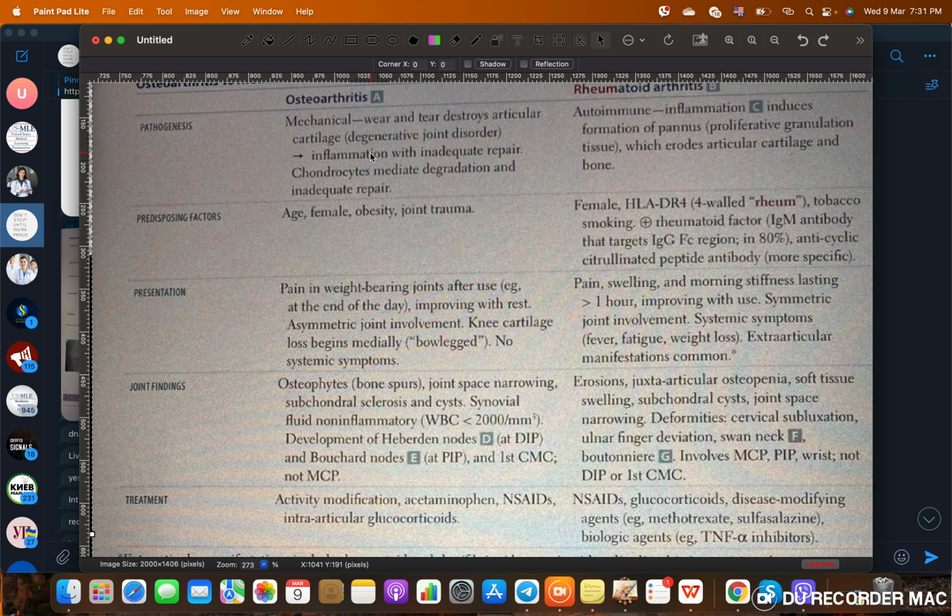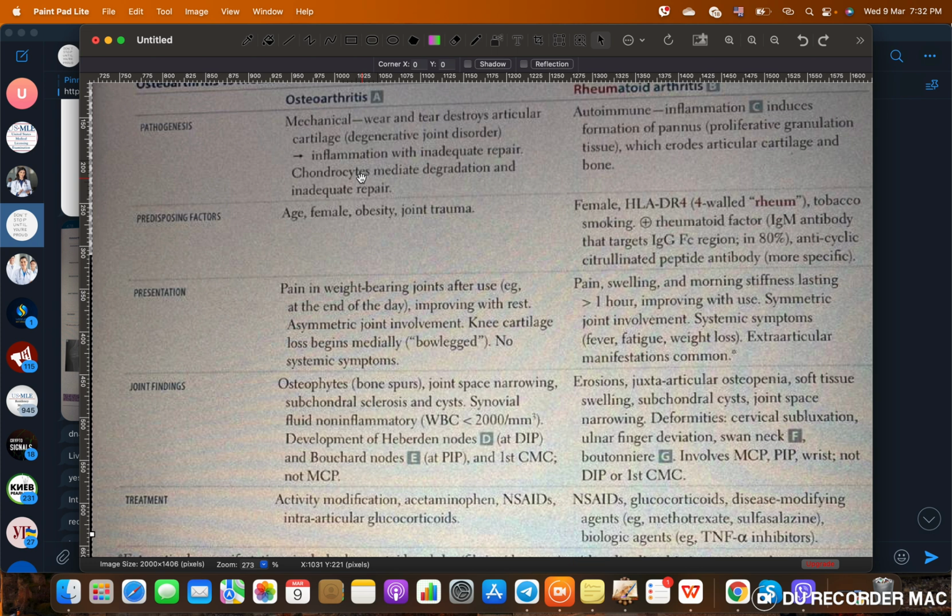So they say here it's mechanical wear and tear, destruction of the articular cartilage. So we consider it as a degenerative disease. Degenerative disease basically means that it is a time thing. It's like aortic stenosis. The most common cause of aortic stenosis is age, you know? So the same with osteoarthritis. Inflammation with inadequate repair. Chondrocytes mediate degradation and inadequate repair. Please keep in mind, yes, there is some inflammation, but the main problem here is the degeneration. We cannot consider it as an inflammatory disease. We consider it to be a degenerative disease.